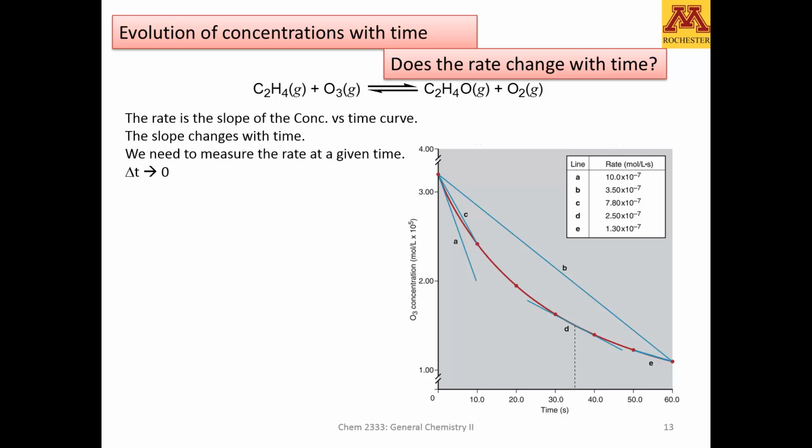But it has a problem. The problem is that because the rate changes with time, depending on how large the interval of time we use, we will obtain a different value. Therefore, we may be interested in knowing what the rate is at a specific time.